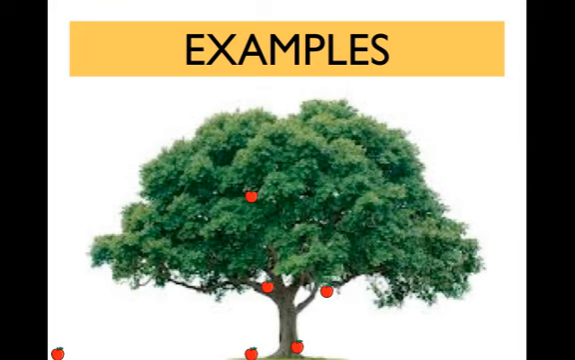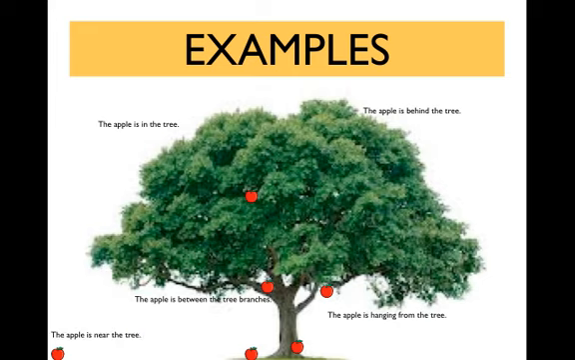Let's look at the first apple on the top. You can say the apple is in the tree. The preposition is in. Perhaps there's an apple behind the tree. The preposition is behind. You don't have to have the exact same sentences as me, obviously, but you do need to use prepositions in every single sentence. All right, the apple is between the tree branches. Between is our preposition. The apple is hanging from the tree. The preposition is from. The apple is near the tree. The preposition is near. The apple is beneath the tree. Here's the preposition, beneath. And finally, the apple is against the tree. And the preposition is against.